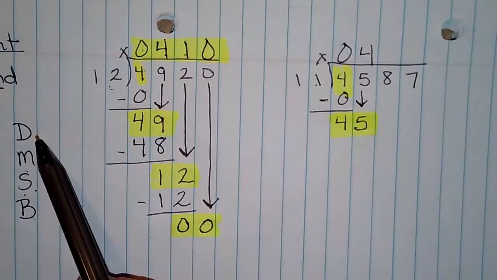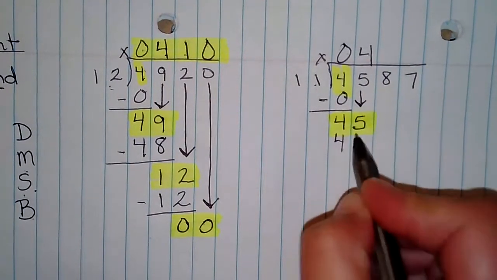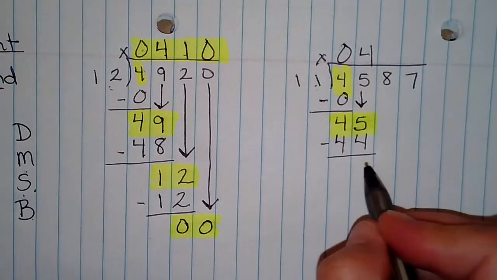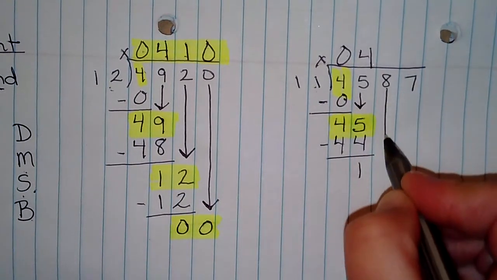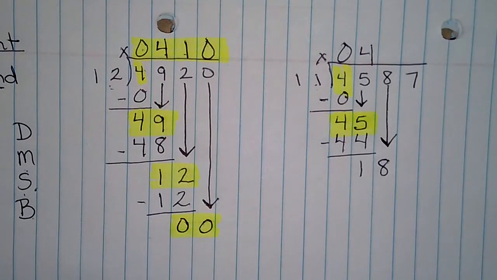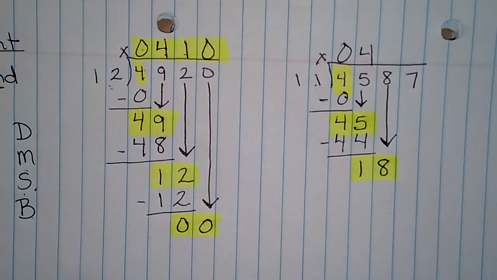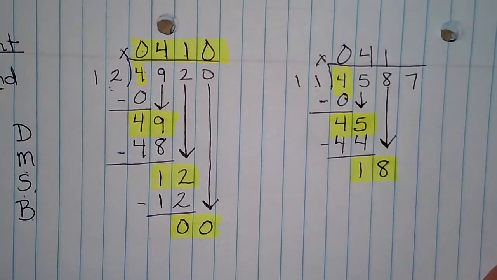That's our division. Now we multiply. 4 times 11 is 44. We subtract and bring down. We're going to bring down our 8. Our new division problem is 18 divided by 11. We know we can make 1 group of 11 out of 18.